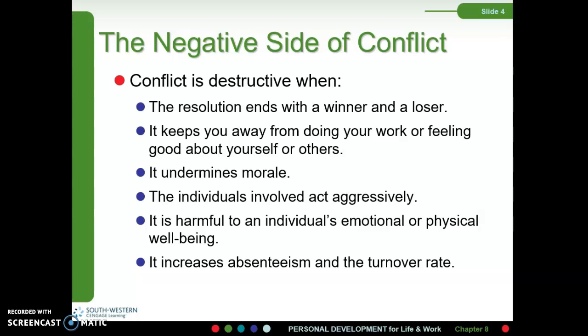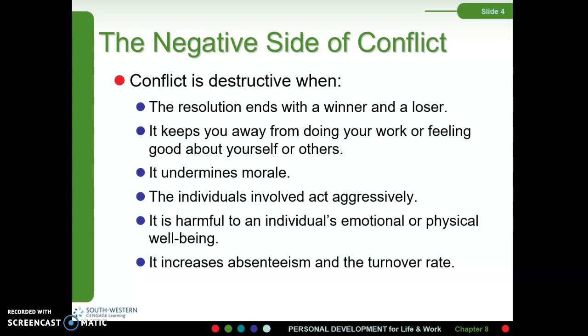Number 3, it undermines your morale, meaning that, again, it goes back to your self-esteem, how you feel about yourself, how you feel about others. Your morale can be affected based on your own self-esteem and your self-perception. Number 4, the individuals involved act aggressively.